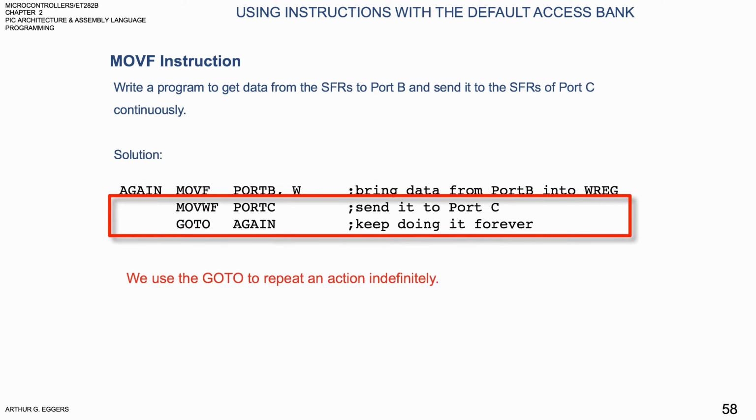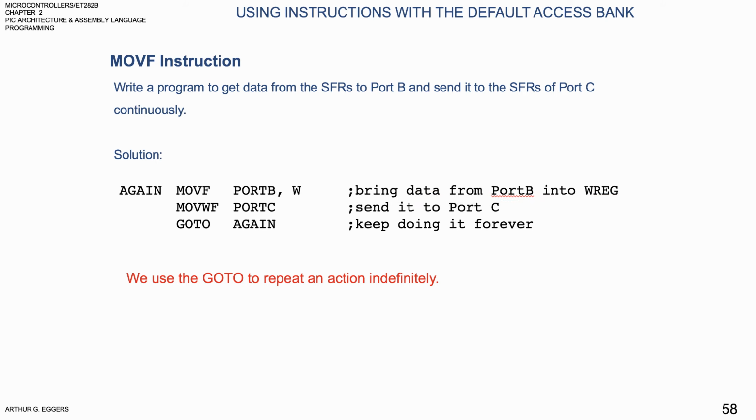Then we're going to do a MoveWF. We're going to move the data from the working register out to port C. Now we have the last line of a go-to, and the go-to says go back to the line called again and just keep doing it infinitely. So we put it in a loop. So this little three-line program has brought data from an I/O on port B into the register, then sent that data to port C, and then did it over and over again until you interrupt the program and physically stop it. There's nothing in this little program to stop it from going into an infinite loop.